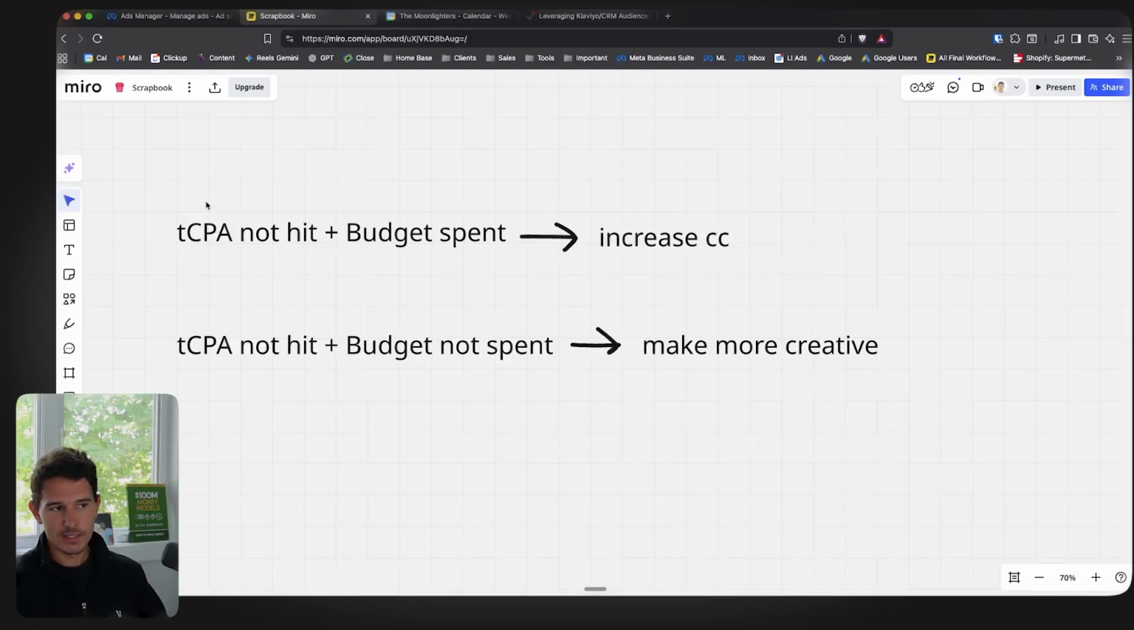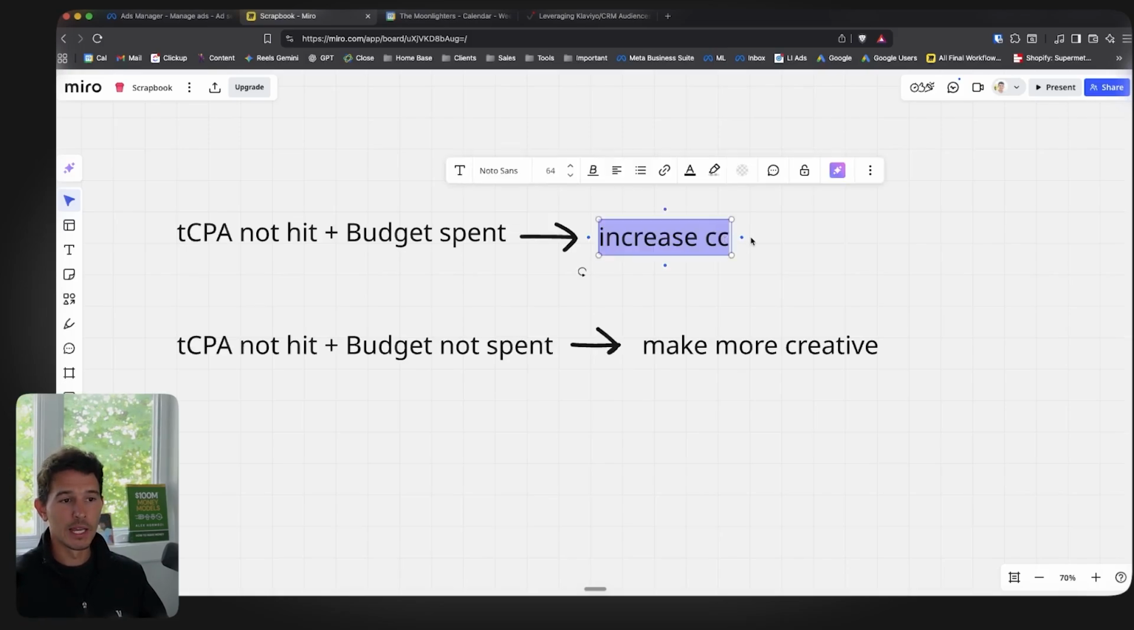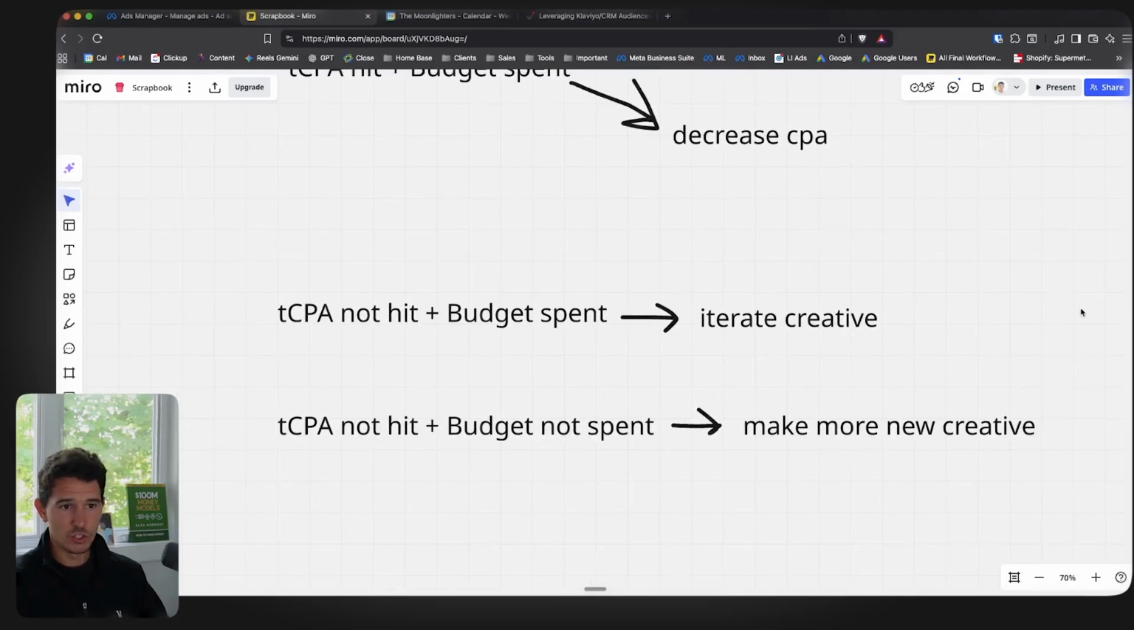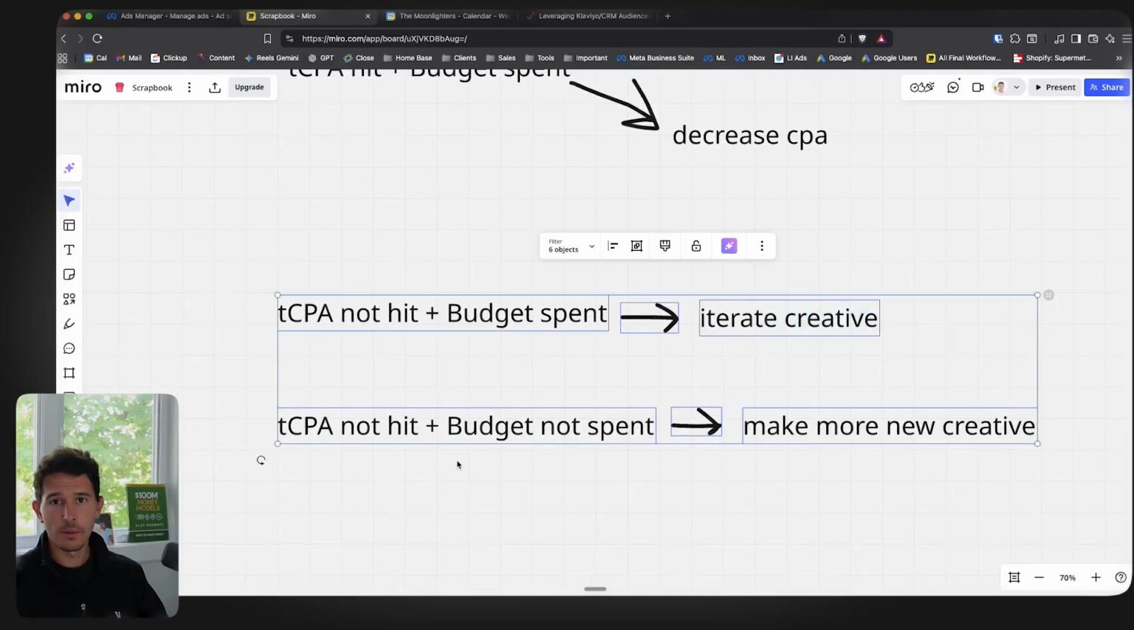The good part about this top scenario, where TCPA is not hit but budget's being spent, is there's at least signals in that creative that indicate to Facebook that long tail, it might work. So in this case, it might be like iterate creative. And in this case, it might be more along the lines of make more new creative. This is not a perfect science. This is just general workflows that I like to think about.